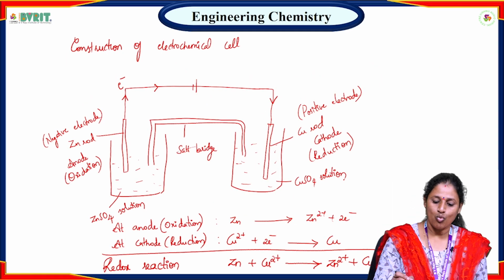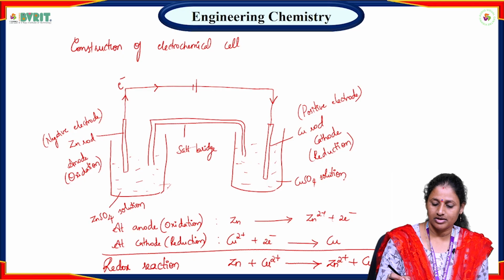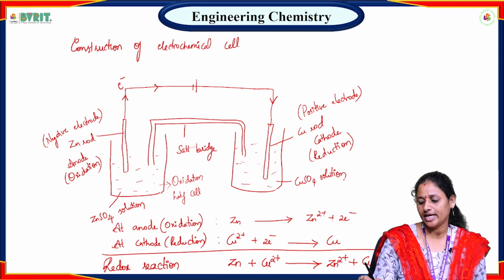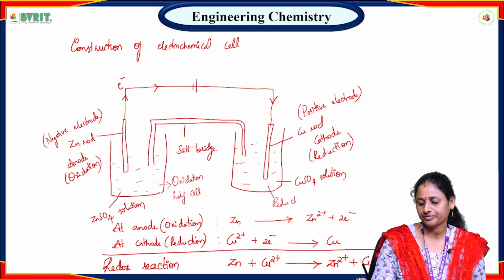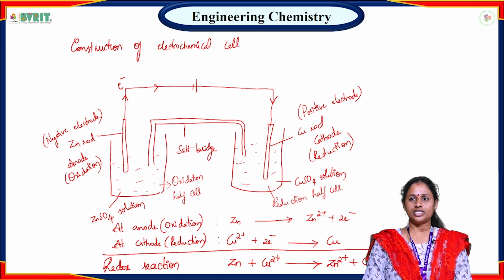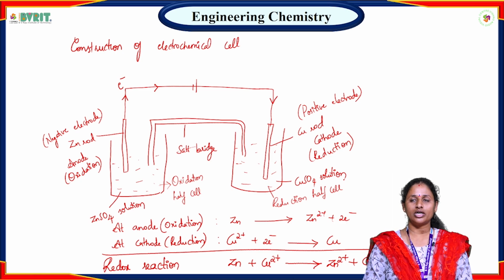So two half cells: one half cell is known as the oxidation half cell, and this one is the reduction half cell. The oxidation half cell consists of a zinc rod immersed in its corresponding salt, that is ZnSO4, acting as the anode or the negative electrode where oxidation takes place. And the reduction half cell consists of a copper rod immersed in copper sulfate solution, acting as the positive electrode or the cathode where the reduction takes place.